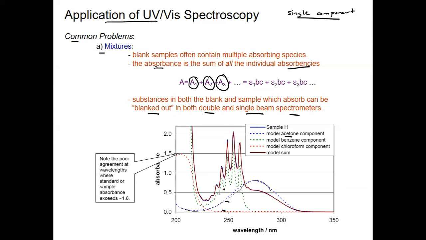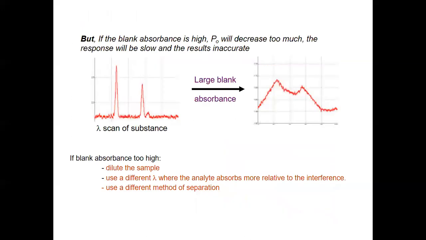Okay, so you have to take into consideration that there are other constituents or components that contribute to the sample absorbance. So that's just one common problem that we can have. We can also see that if the blank absorbance is high, the transmission going in will decrease too much, the response will be slow, and the result would be inaccurate.